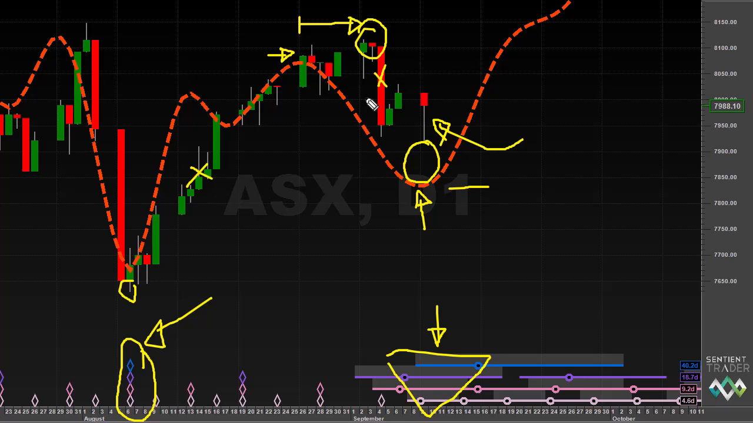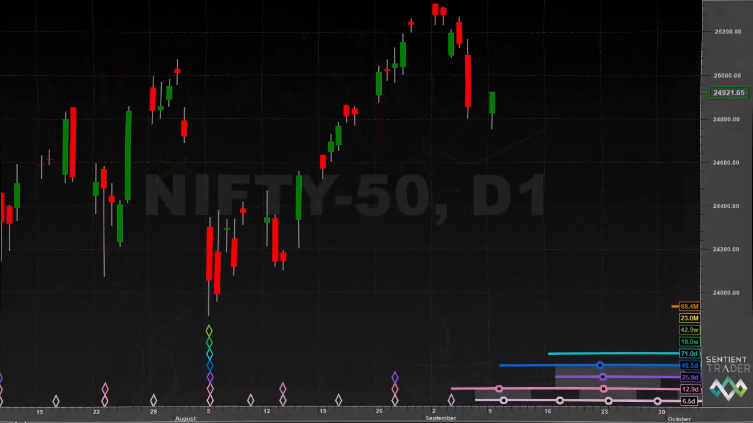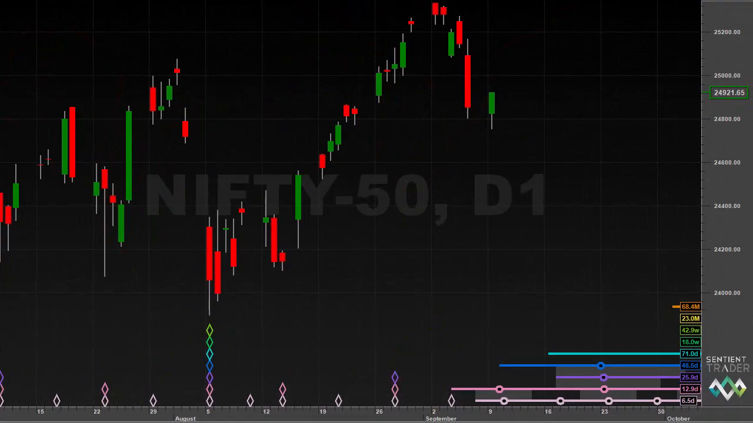But we will need to watch to see how this 40-day cycle trough forms before we are absolutely convinced of positioning the 40-week cycle trough at the beginning of August. Let's take a very quick look at Nifty. It is a much requested instrument.